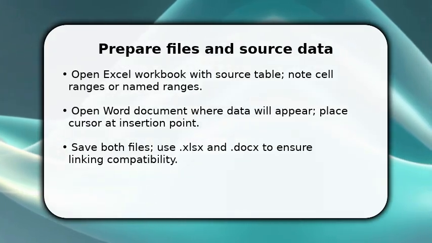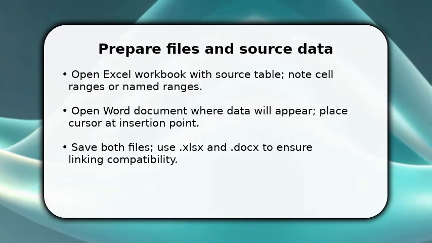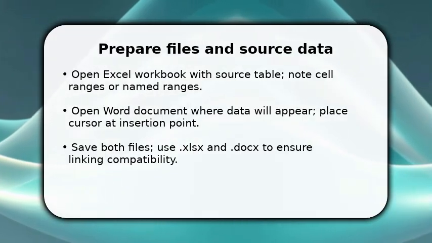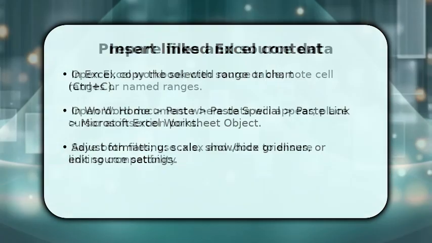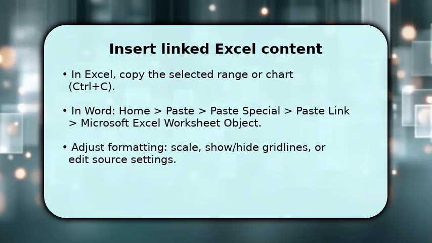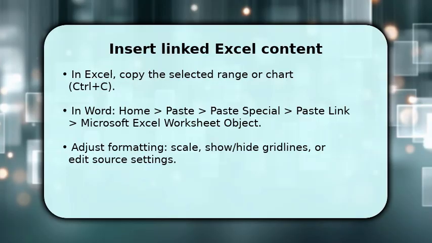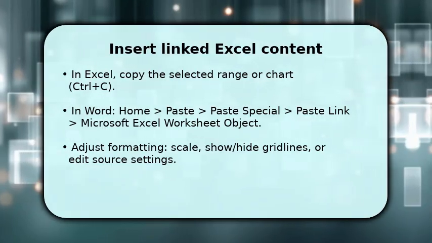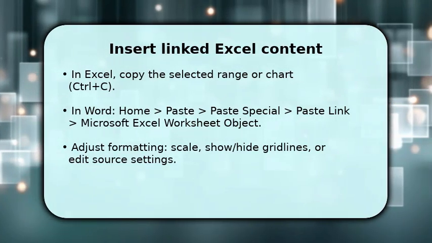Now position the cursor in Word where the linked table or cell should go, and keep both applications visible for the next steps. You copy the range or chart from Excel, then switch to Word and use Paste Special with Paste Link selected so the object remains connected to its source. This is how updates flow automatically.